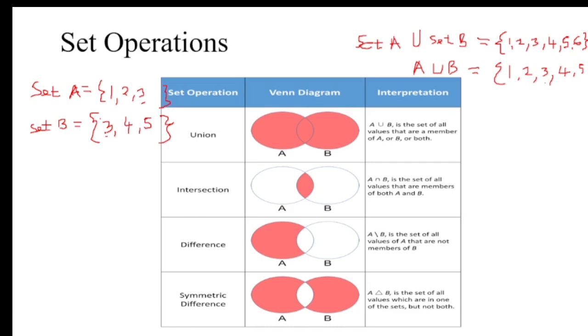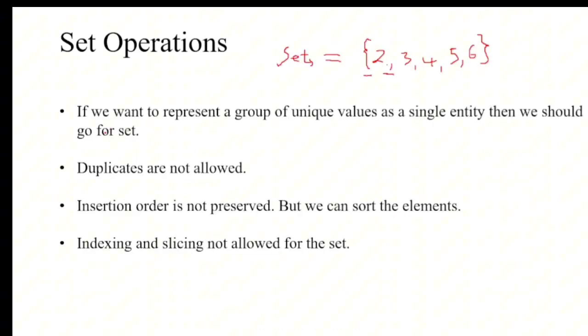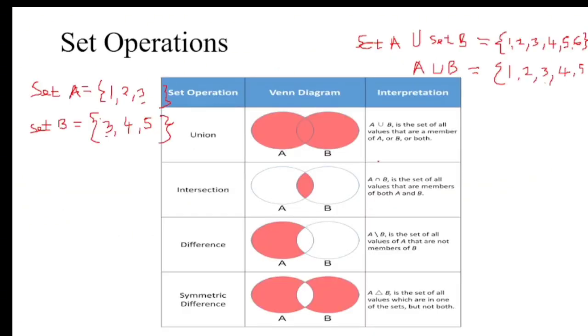And then we have intersection. Remember we said sets do not allow duplicates. Duplicates are not allowed. Yeah, that's why I did not use 3 two times. So we cannot have duplicates in sets. So let's go to intersection.